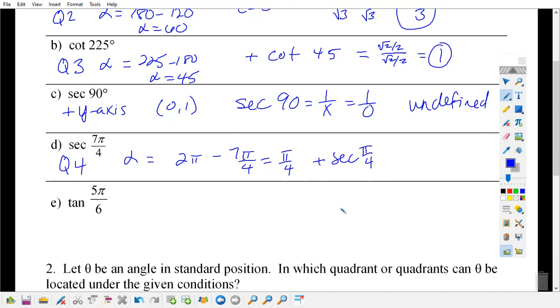So we're looking for the positive secant of pi over 4. Secant is a reciprocal of your x. What is the x value at pi over 4? Square root of 2 over 2. So the reciprocal would be 2 over the square root of 2, and we will rationalize. And we just get square root of 2.